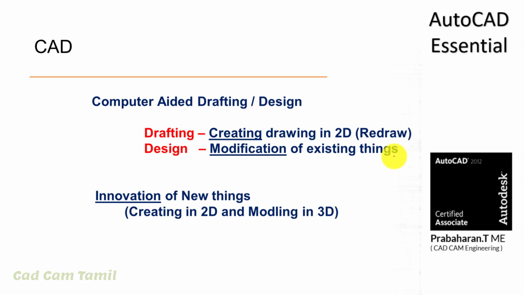Why do we have to do this? First, we have to become familiar with the program. How can we become familiar with the program? Once we know how to draw the existing thing, only then can we go for drawing new things, right? So what we are going to do is, initially, a drafting work. Then we will go for the design work.